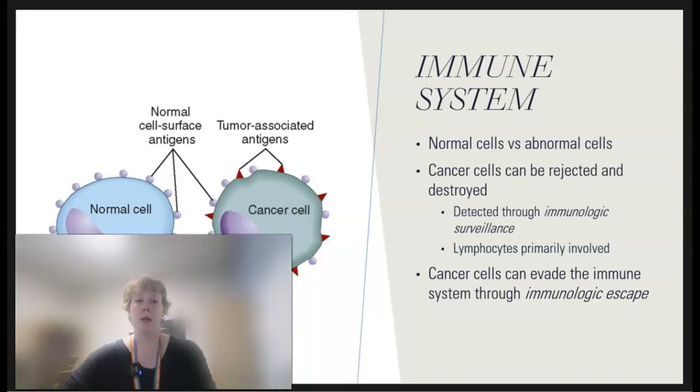So the problem is that cancer cells can actually evade the immune system through what's called immunologic escape. They have either weak surface antigens that can break off, or they secrete products that'll decrease the immune system. There's a few different mechanisms that cancer cells will use to lower our immune system's ability to detect these cancer cells.